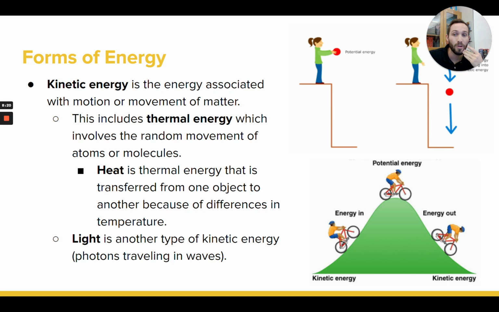And then another one is light. Light is also a form of kinetic energy. Light has to do with these packets of energy called photons that are traveling in waves at the speed of light through space. Those photons zipping through, traveling in these waves at the speed of light, that is kinetic energy as well. So those are all examples of kinetic energy.